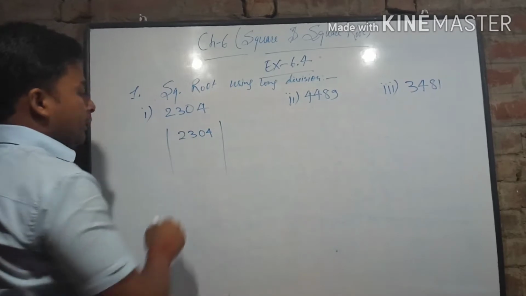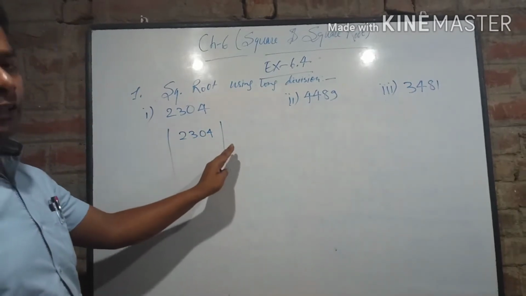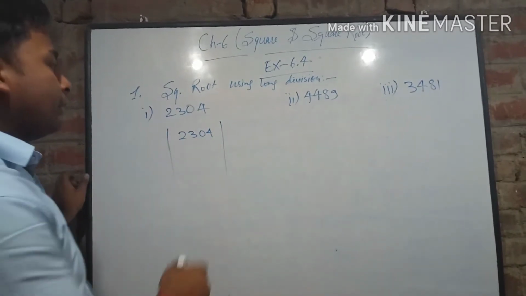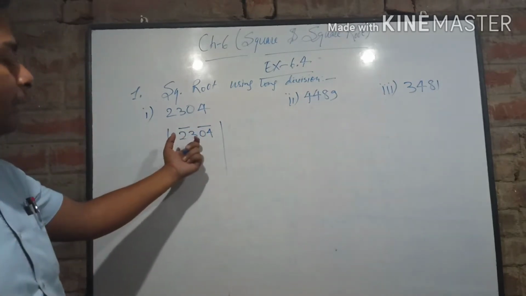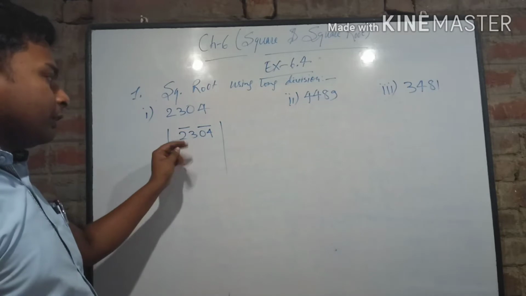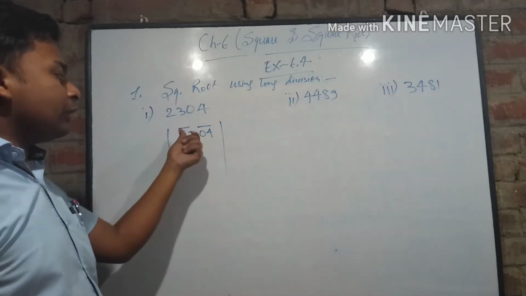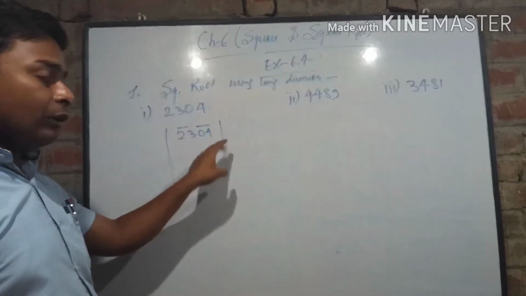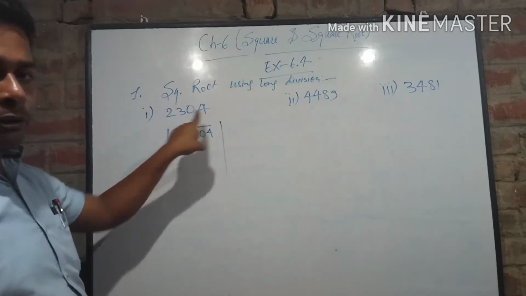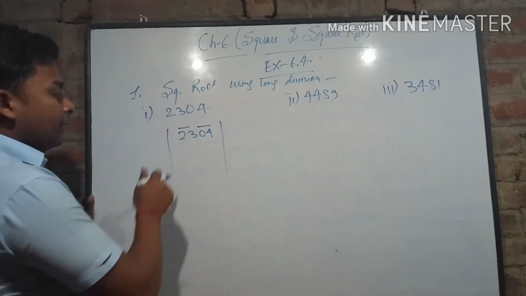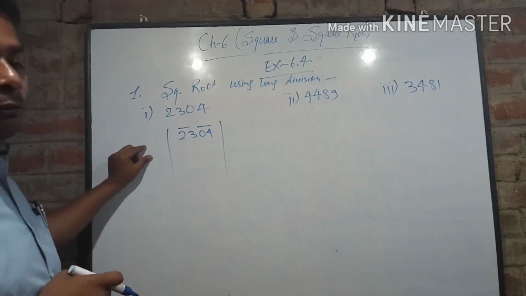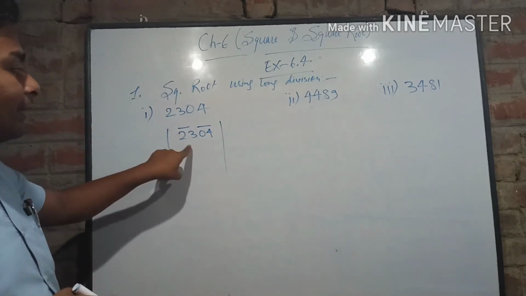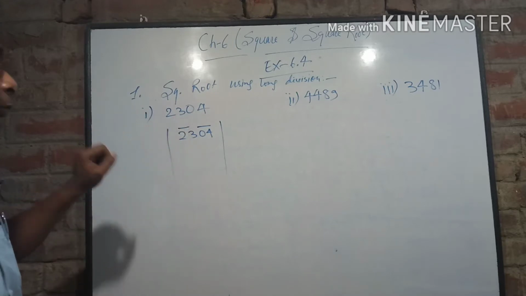In this question, from the unit side you have to make pairs of the digits of 2304. If a single digit is left over, it stays alone; here the pairs are 04 and 23. We always have to start from the unit place, not from the left hand side. Now we have to write a number such that when multiplied by itself, the product is less than or equal to 24.